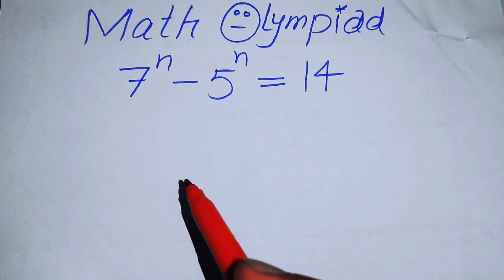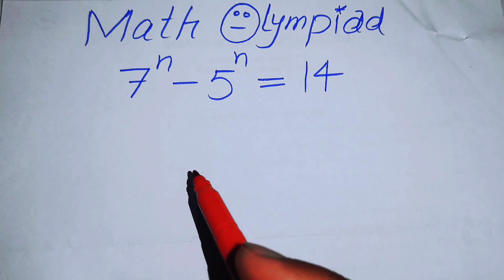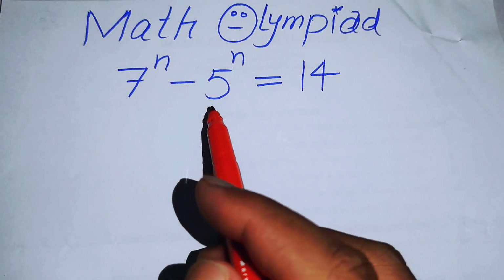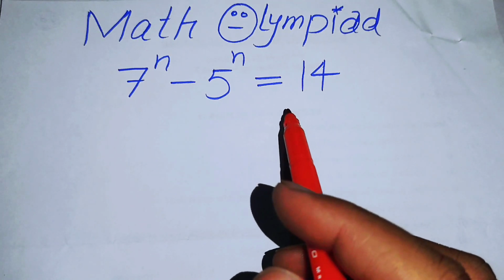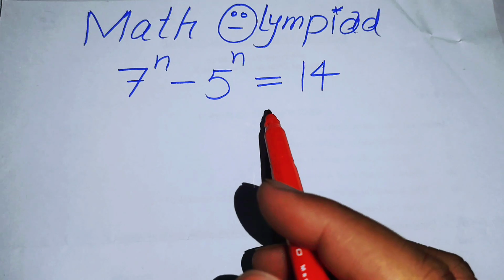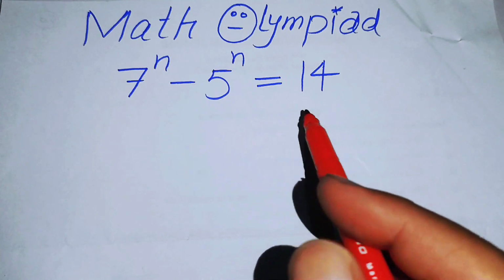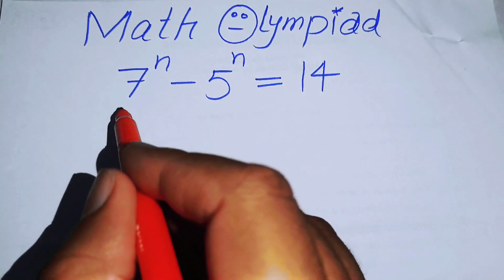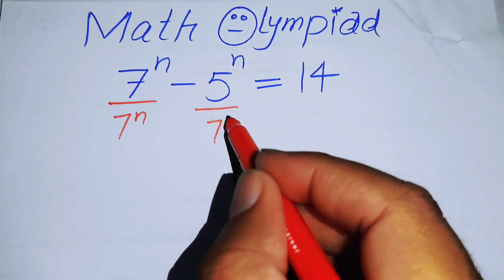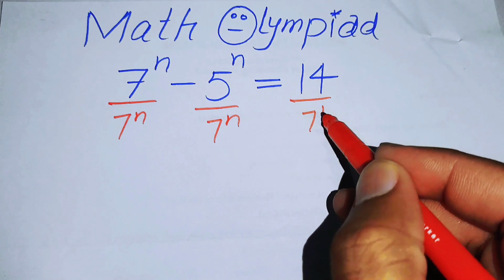In this video we are going to solve this nice exponential equation problem, and here we have 7 to the power of n minus 5 to the power of n is equal to 14, and we will solve this problem for the values of n. So the very first thing we are going to do is divide both sides by 7 to the power of n, so that it becomes in this form.